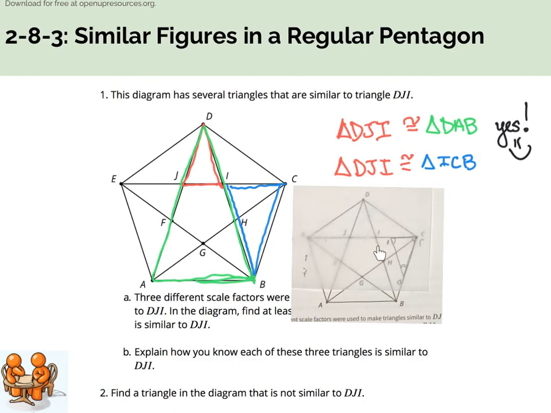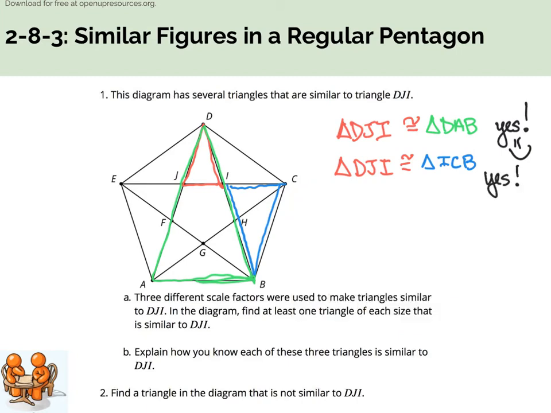So we've shown that all of these angles in this blue upside down triangle are congruent or equal to the original triangle that we're looking for, the triangle DJI. Yes, they are. So is that blue triangle similar to the original triangle? Yes, it is.